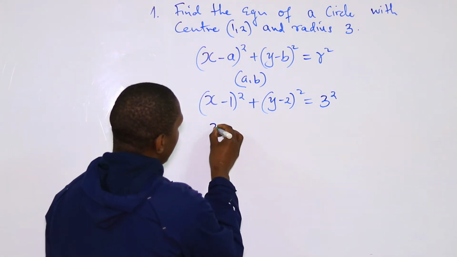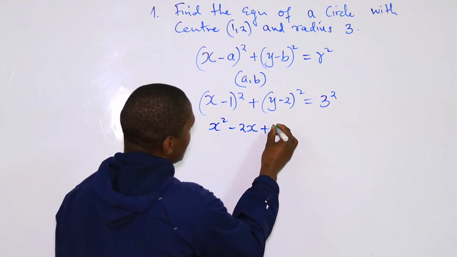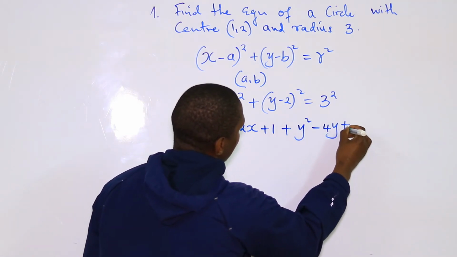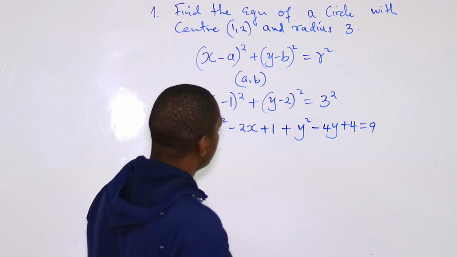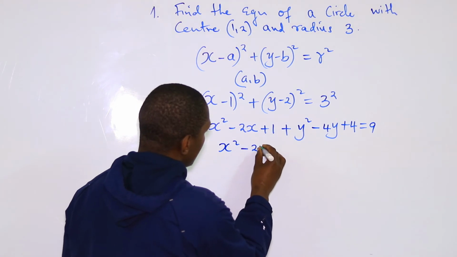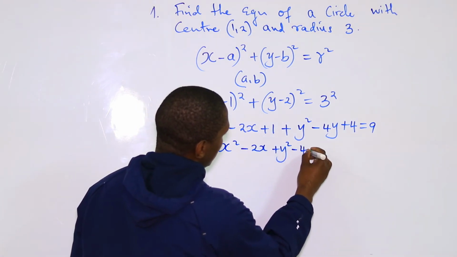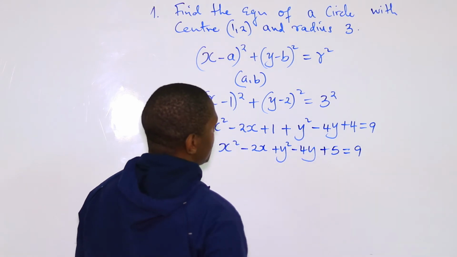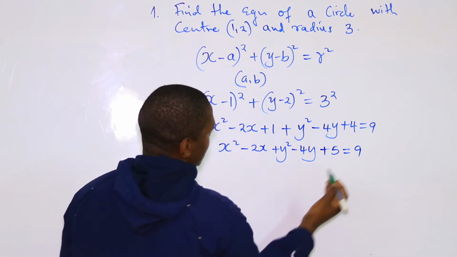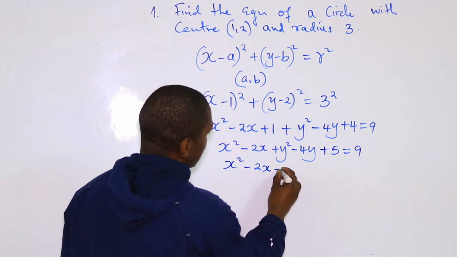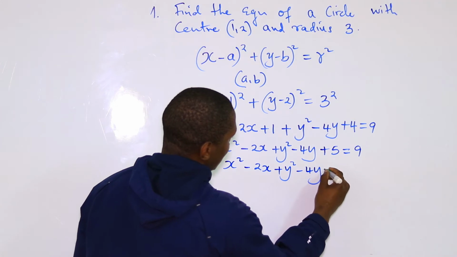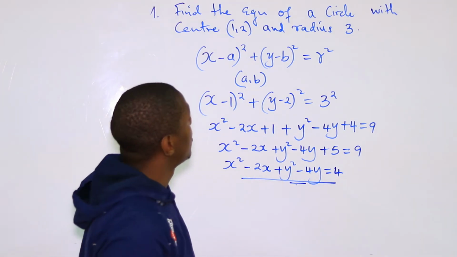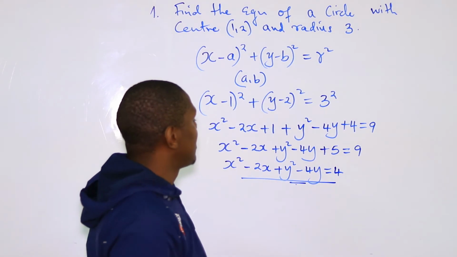Opening up the brackets, you'll have x squared minus 2x added to 1 added to y squared minus 4y added to 4 is equal to 9. Putting like terms together, we'll have x squared minus 2x plus y squared minus 4y, then 1 plus 4, which is 5, is equal to 9. Now take 5 to the other side, it will be 9 minus 5. So we'll have x squared minus 2x added to y squared minus 4y is equal to 9 minus 5, which is 4. So this is the equation of the circle whose center is (1, 2) and the radius is 3.